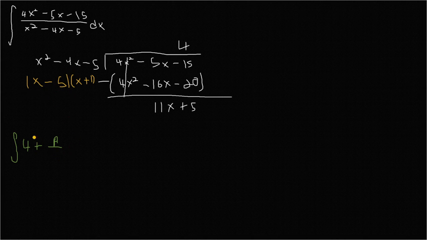And so we now have a over x minus 5, and then plus b over x plus 1. And then we're going to do that with respect to dx. And so now we have to find these values of a and b.